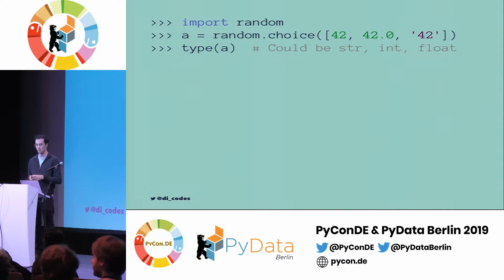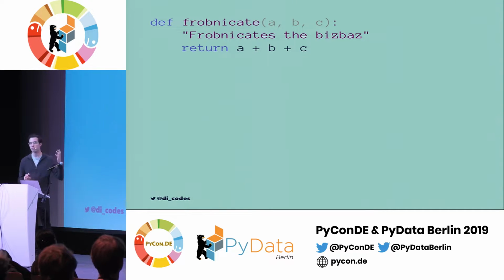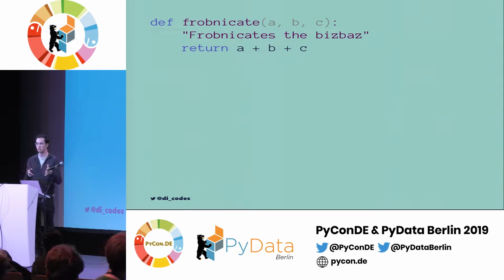It's totally valid Python. Dynamic typing also means that the arguments and the return types of our functions can be any type as well, right? Just like the variables, the same thing is true for arguments and function return types. So I could write this function, frobnicate, you don't know what it does, takes 3 arguments and does a plus b plus c. So in Python, when we write a function like this, how do we know what types it's expecting? If I showed you this function and you don't know what it does, what would you expect these argument types to be, or the return type?